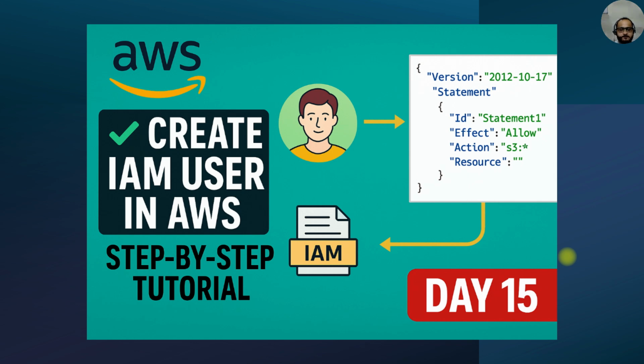So in day 15 of AWS series, today we are going to understand the concept of identity and access management. In short form we call this IAM. So first we will see what is the difference between root user and IAM user. Then we will try to create a IAM user and then we will sign in from that particular user. So let's move to our first slide.